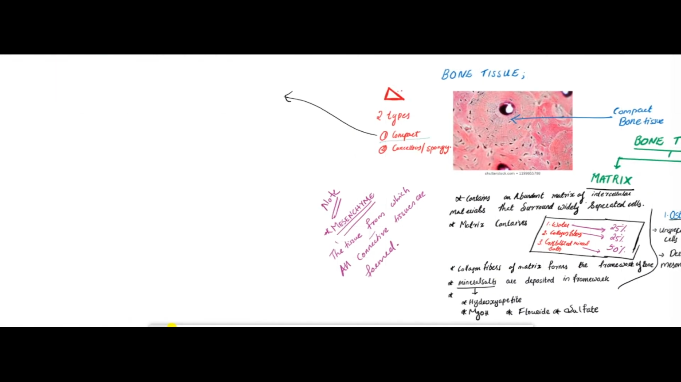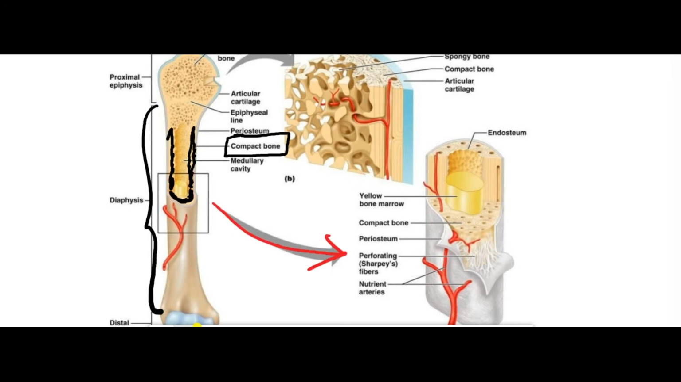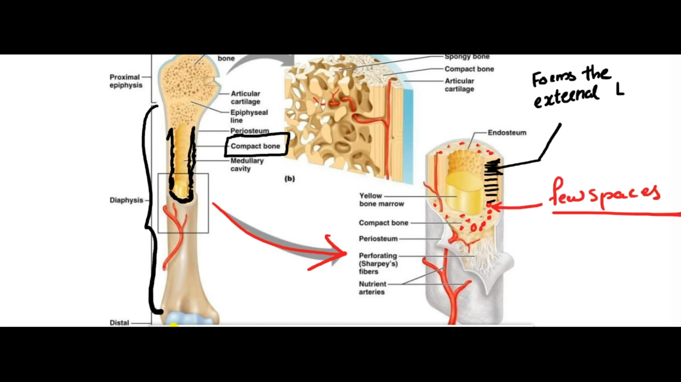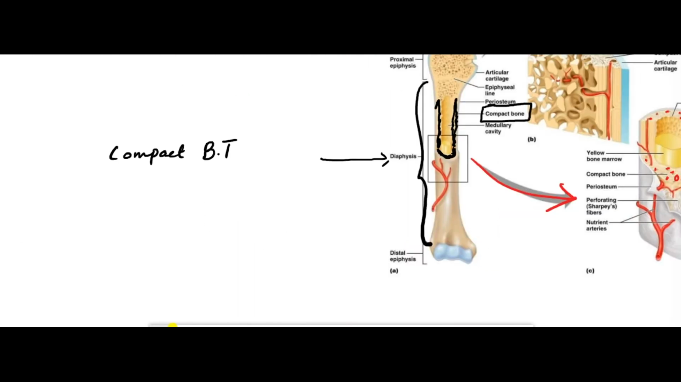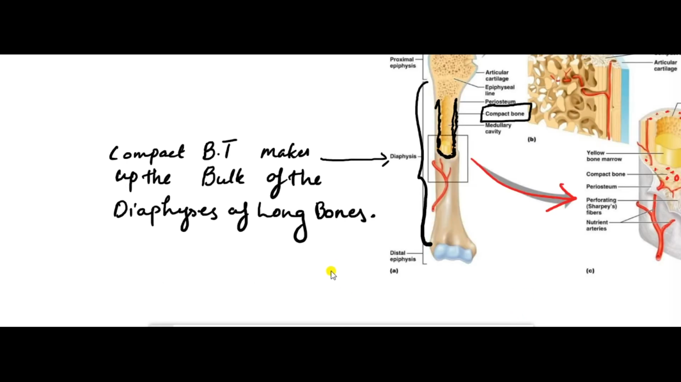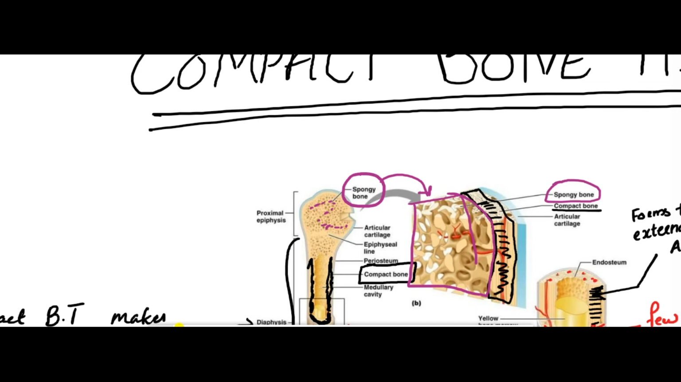We can talk about compact bone first. We can see here compact bone. In the diaphysis, we can see inside that compact bone. This is the compact bone, and it forms the external layer of all bones. Compact bone tissue makes up the bulk of the diaphysis of the long bones. Spongy bone we can see in the epiphysis, and around that we can see compact bone.